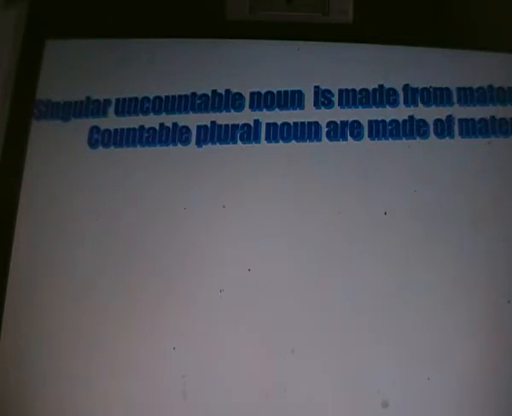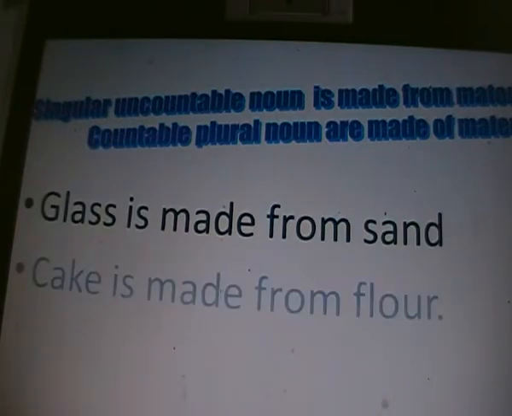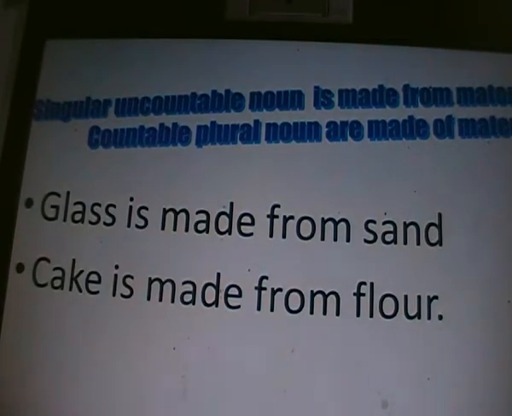And singular and countable noun is made from. And we have here countable plural noun are made of material. Glass is made from sand. If the material changes, we use made from. Glass is made from sand. When I use sand to make a glass, sand changes, so I use made from. Cake is made from flour, so the flour changes, so I use is made from. When the material changes during manufacturing, we use made from.